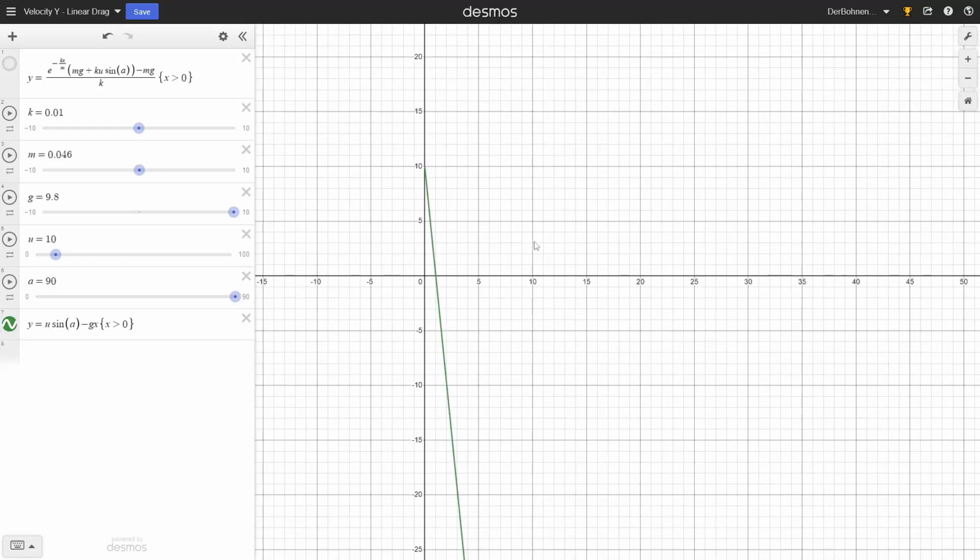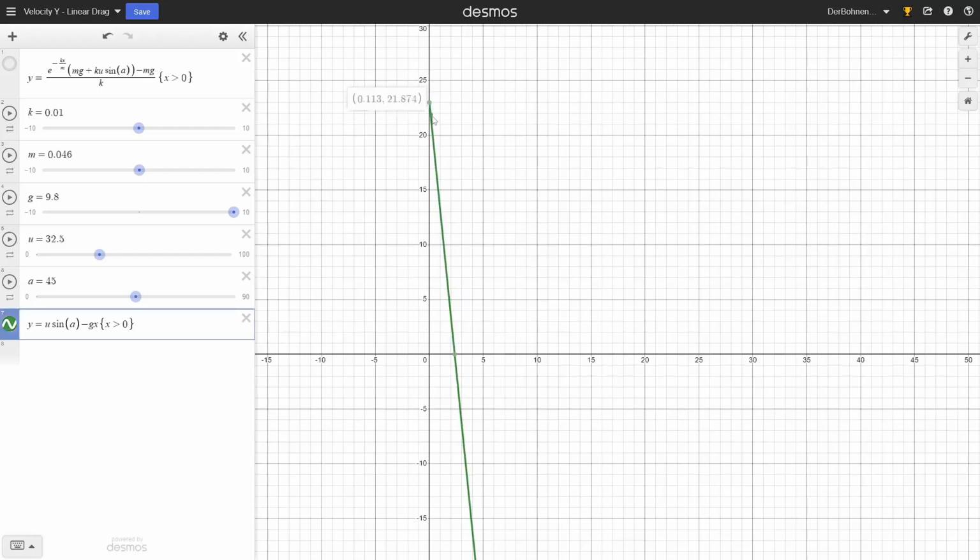But we know in actual fact, eventually it will reach terminal velocity, and at that point it'll stop accelerating, and the velocity will be a constant. And you can see as we change the angle, if we do 0, it starts at 0, which makes sense, because that means it's only going in the x direction. And as we increase the initial velocity, it starts at a higher velocity, and then it just keeps going down.